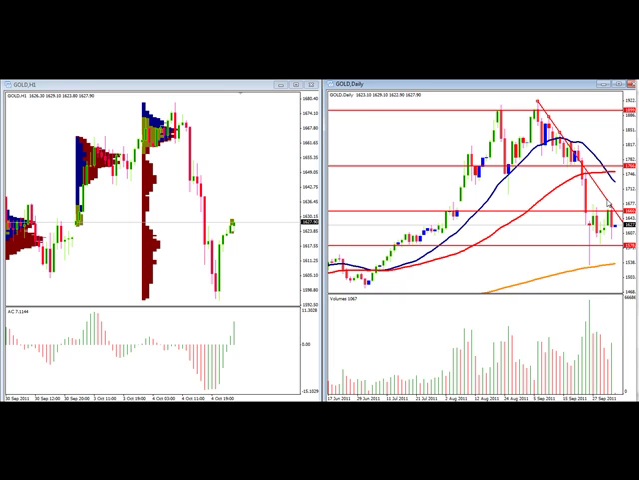We can actually take it, maybe raise it just a little bit here. But it's still valid, and we're going to have to watch and see if and when we can break out of this range.